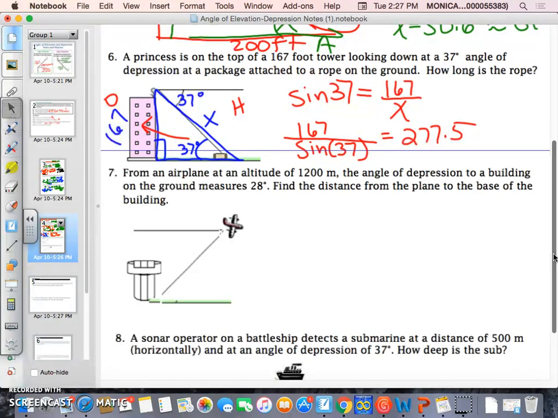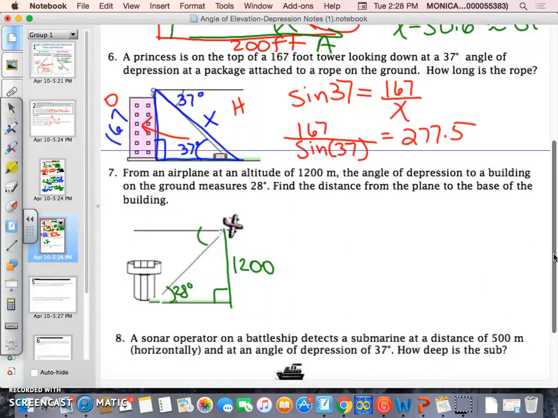So here we've got an airplane is flying at an altitude of 1,200 meters. So when I hear the word altitude, I think of how far the plane is directly 90 degrees with the ground. Right? The angle of depression to a building is 28 degrees. And so that's going to be here and here as well, but I'm just going to label this one 28 degrees. That's a funky looking building, I tell you.